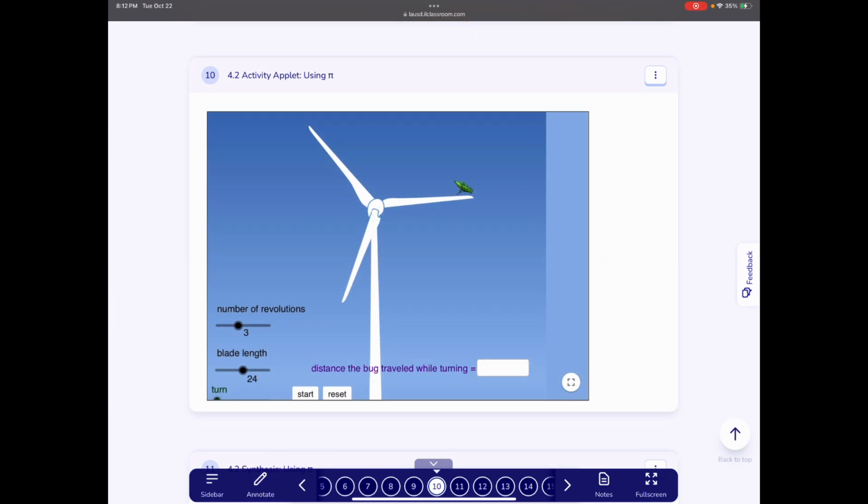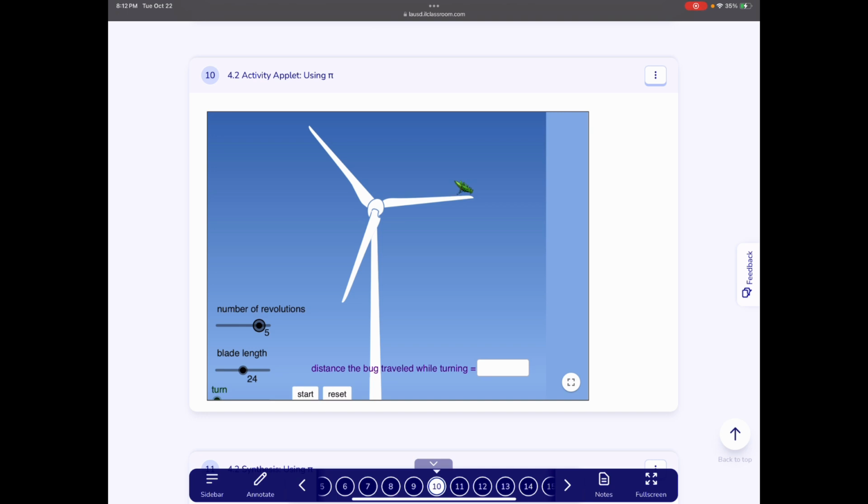And the lesson has an applet here, and you can rotate the bug. So if we rotate the bug 5 times, and the blade length is 24 inches, that means the diameter is 48. So that's our blade length.